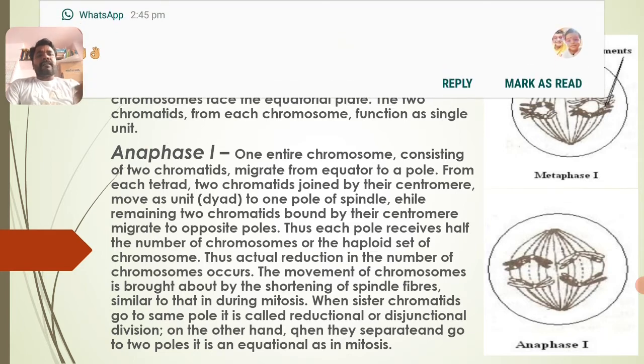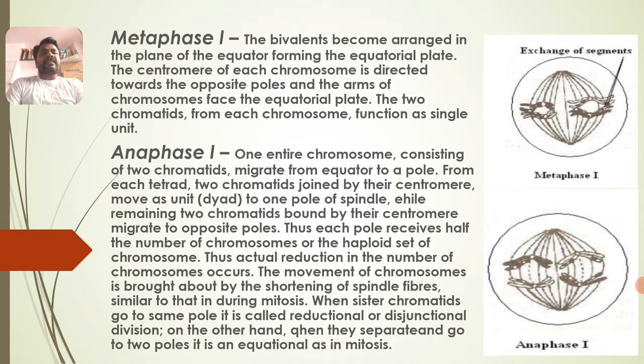Meanwhile, the two chromatids bound by their centromere migrate to the opposite pole. Whatever the number of chromosomes arranged on the equator, for example, if there are 4 chromosomes, 2 chromosomes move towards the upper pole and 2 chromosomes move towards the lower pole.